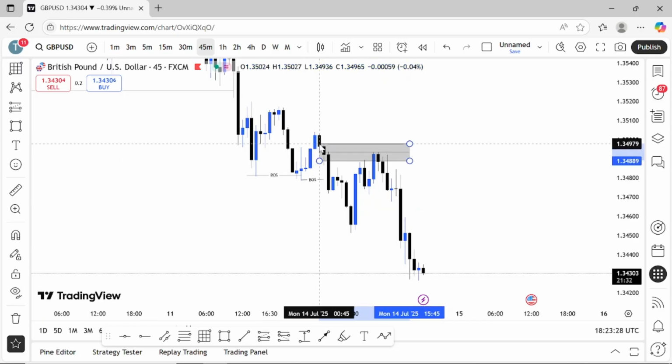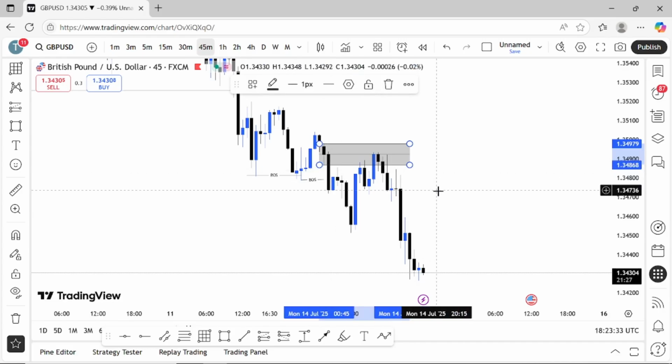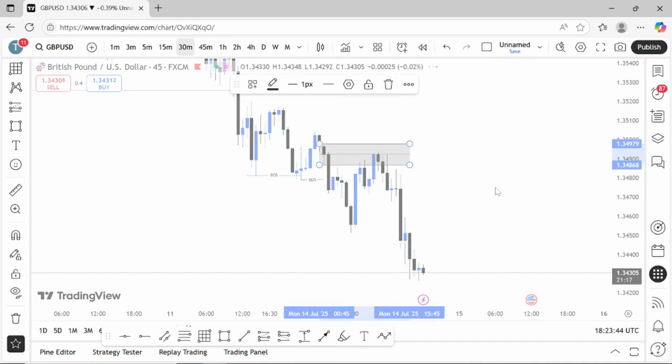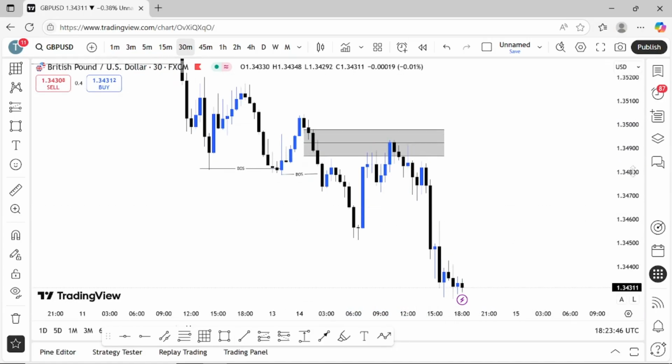As you change time frames, keep on refining your order block to the same analogy, which is the last candlestick before an impulse candle. Now if you check price, this is the order block for 45 minutes, right? Let's go to 30 minutes again. Can you see how I'm switching time frames?